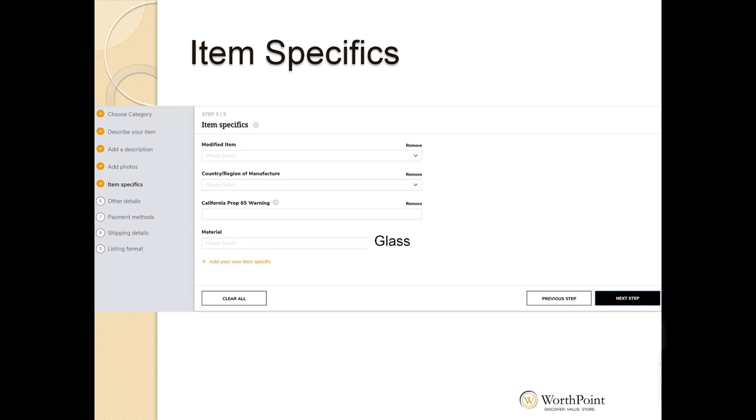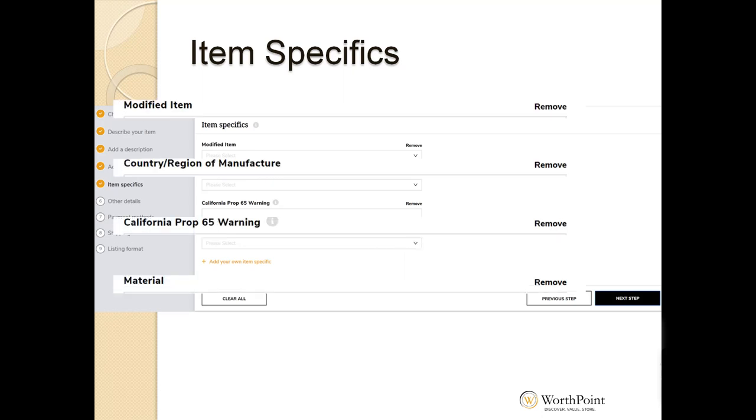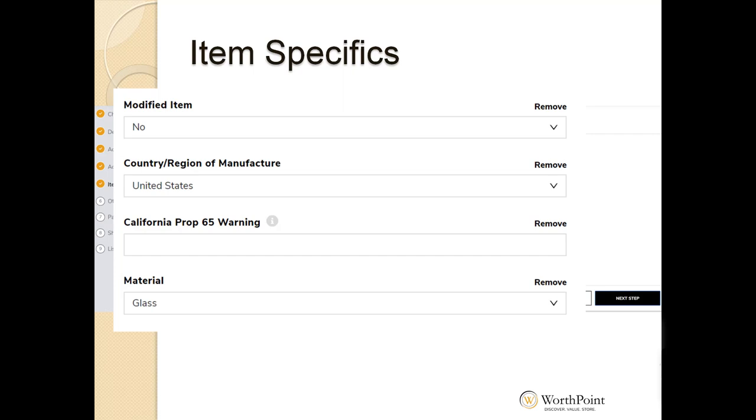And then, what kind of material is your item made out of? Mine is glass. Next, has the item been modified? No, it's from the United States. It's glass. I've got all that filled out. And then next step.